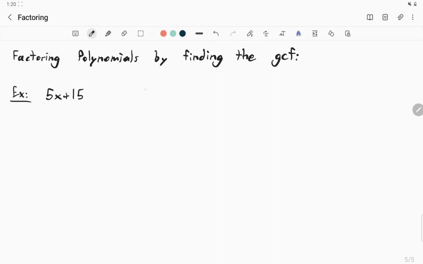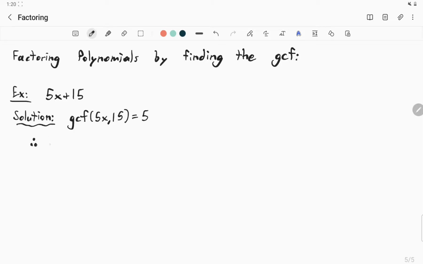Okay, well, what's common among 5x and 15? Well, is x common? No. Is 5 common? 5 goes into 5, yes, and 5 also goes into 15. So what you say is greatest common factor of 5x and 15 equals, well, it's 5. And this is because 5 divides 5x, and 15 divided by 5 is 3, so 5 goes into both of them. Okay, so GCF of 5x and 15 is 5.